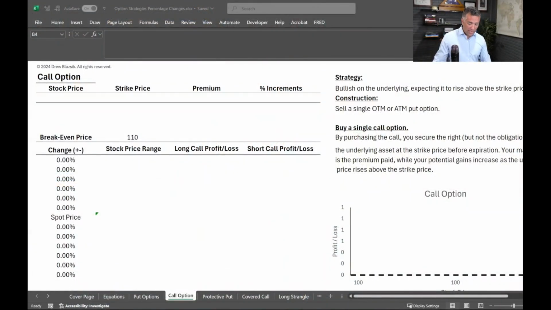Here's our call. Here's the strategy, just a couple notes on it. If you see OTM, that's out of the money. If it's ATM, that's at the money. If it's ITM, that's in the money. So this is going to be our call strategy.